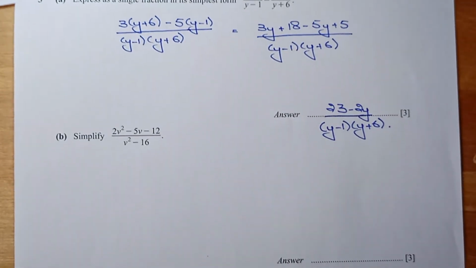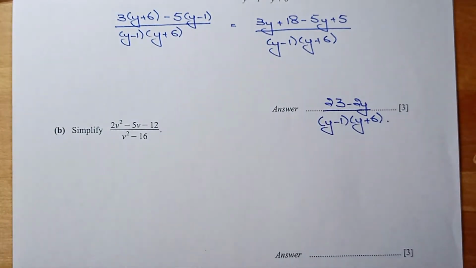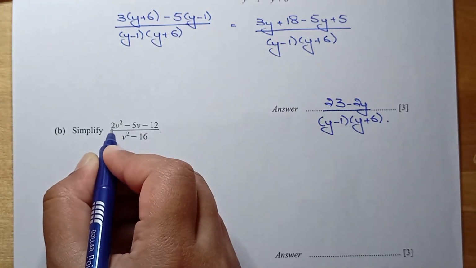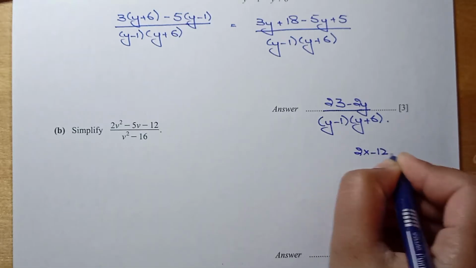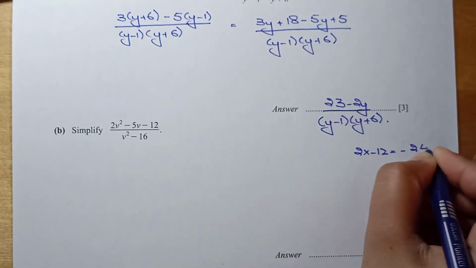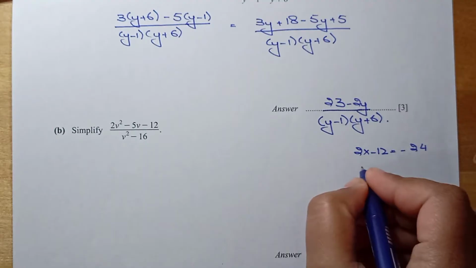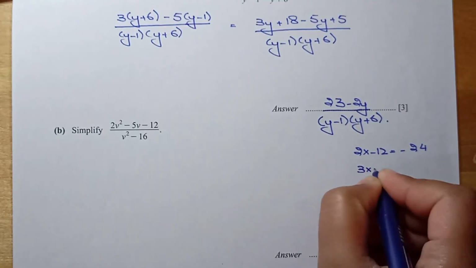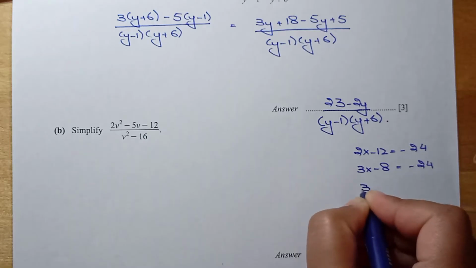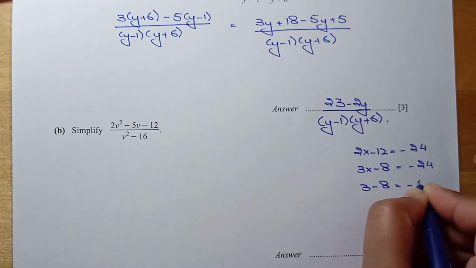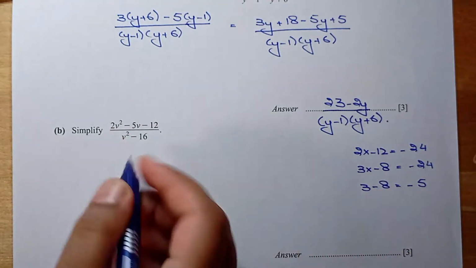So both the expressions in the numerator and the denominator are quadratic, so we need to factorize them. So 2 times negative 12 is minus 24, and 3 times negative 8 is negative 24, and 3 minus 8 is minus 5. So let me break the middle term.